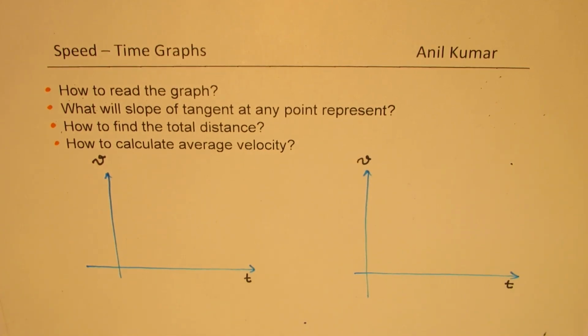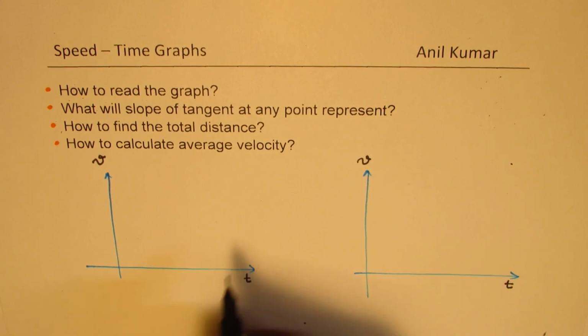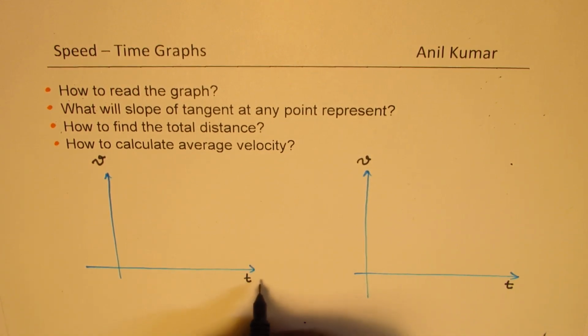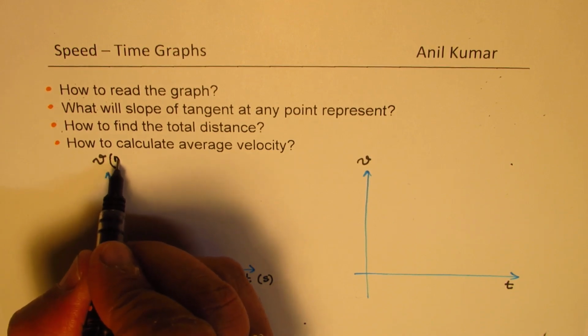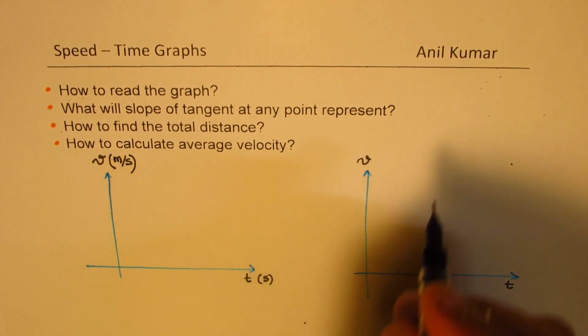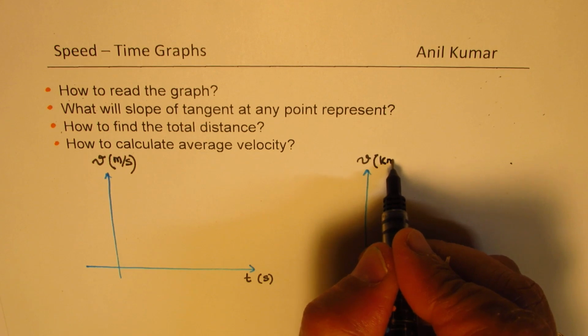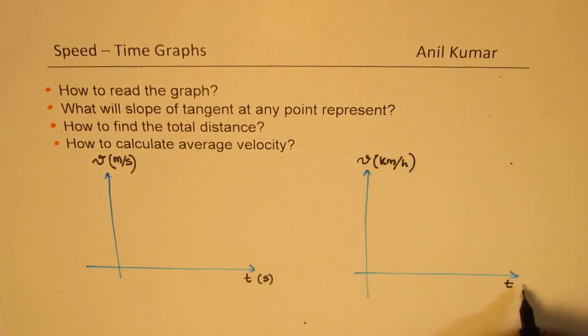Now you have to be very careful about the units. Let us say here we have time in seconds and velocity in meters per second, right? And here let's take velocity in kilometers per hour, and let's say this time is in hours.